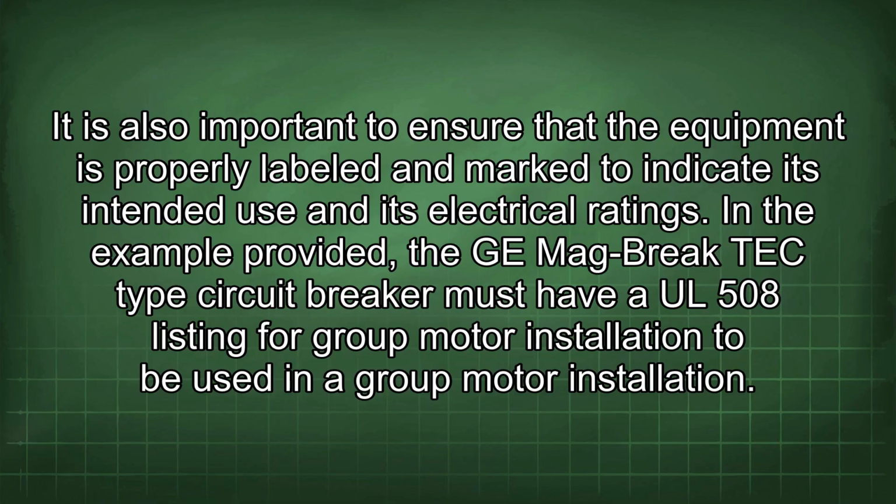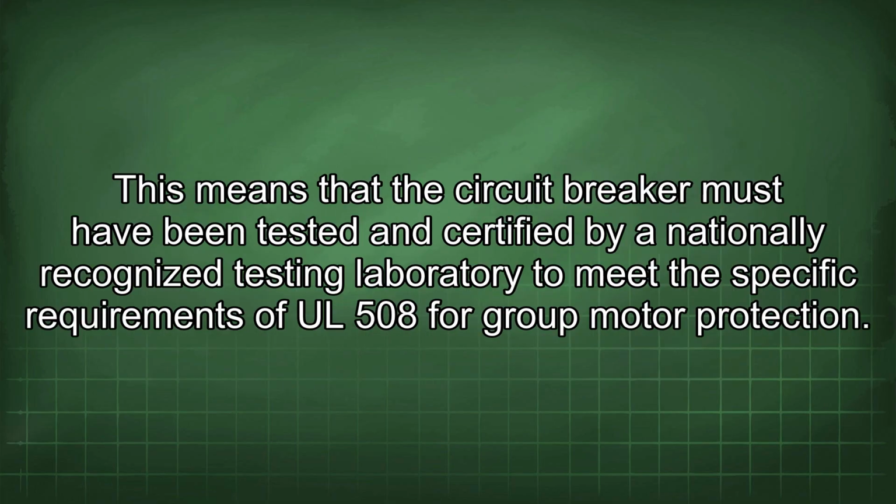In the example provided, the GE MagBrake TEC type circuit breaker must have a UL 508 listing for group motor installation to be used in a group motor installation. This means that the circuit breaker must have been tested and certified by a nationally recognized testing laboratory to meet the specific requirements of UL 508 for group motor protection.